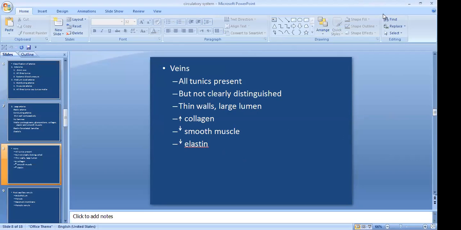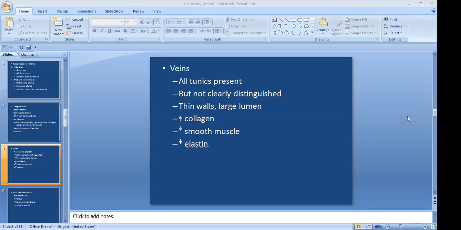Up till now, we discussed only two things. One is the layers of vessels: tunica intima, media, and tunica adventitia. And then we discussed the arteries and classified them into arterioles, medium-sized arteries, and large-sized arteries.